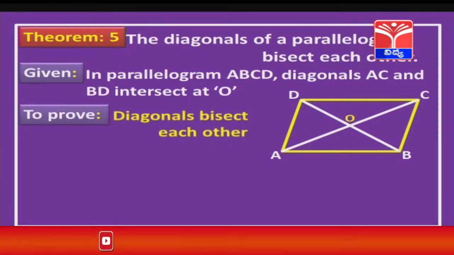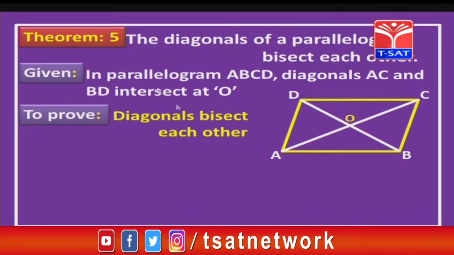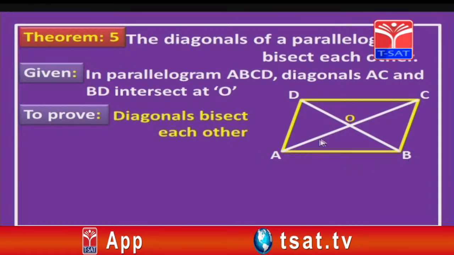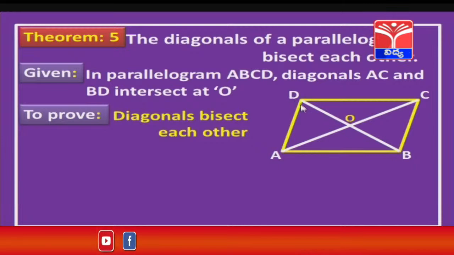Yes, the diagonals bisect each other. So, what do you mean by bisecting, children? That means this point O is exactly the midpoint of AC and also the midpoint of DB, or BD. That means I have to prove OA equal to OC and OB equal to OD. This is what we need to prove.